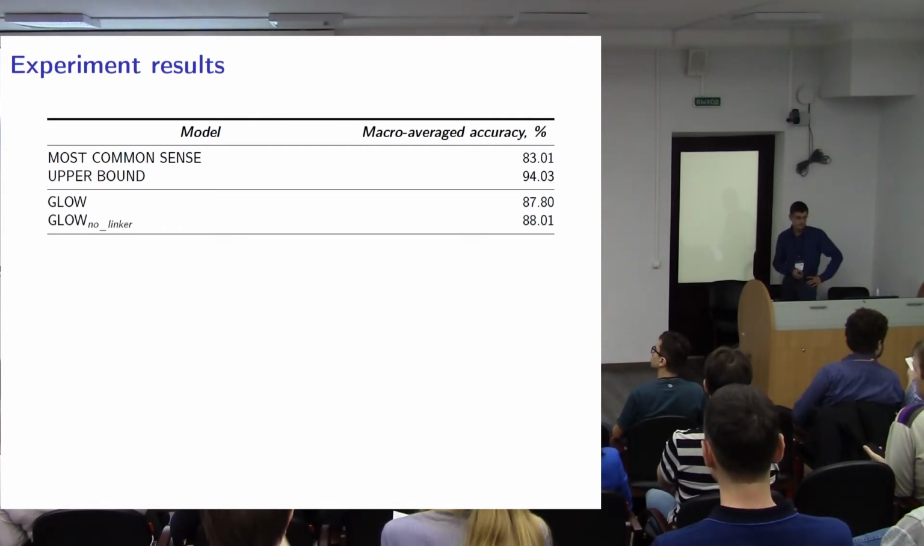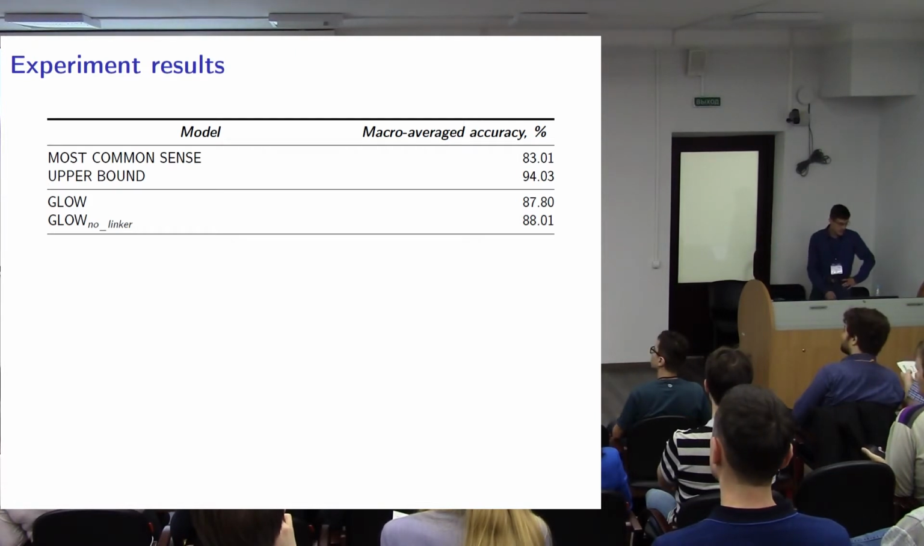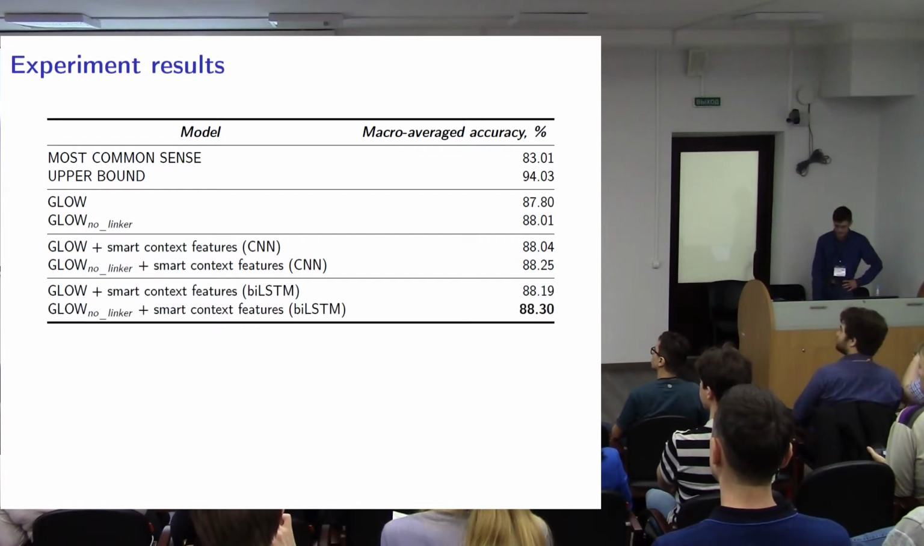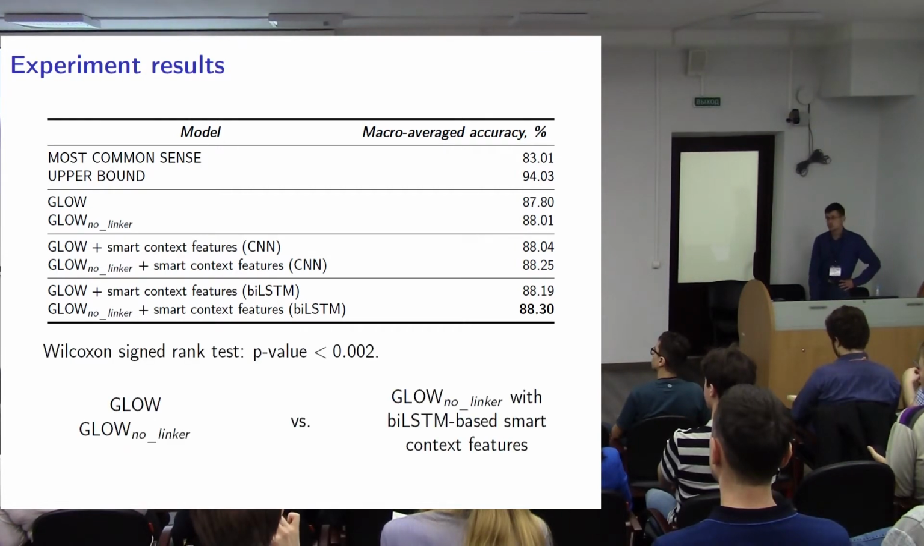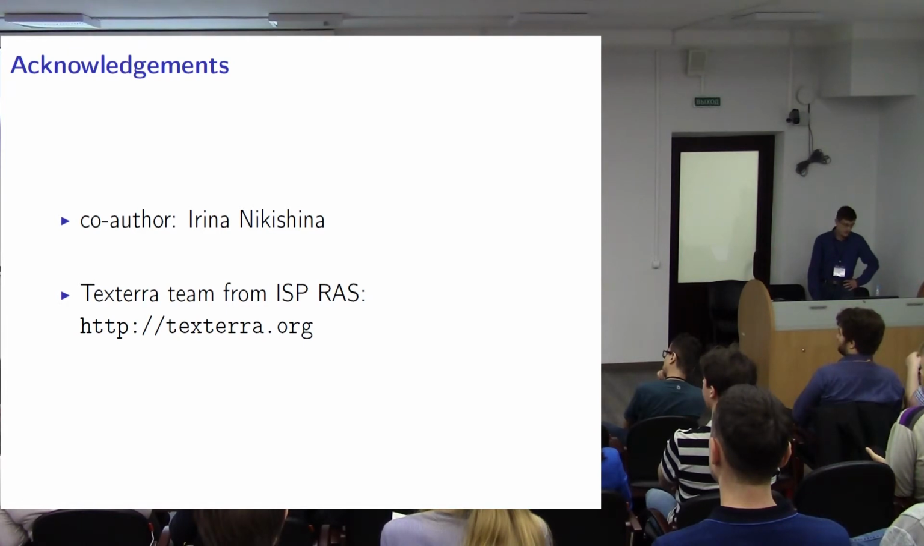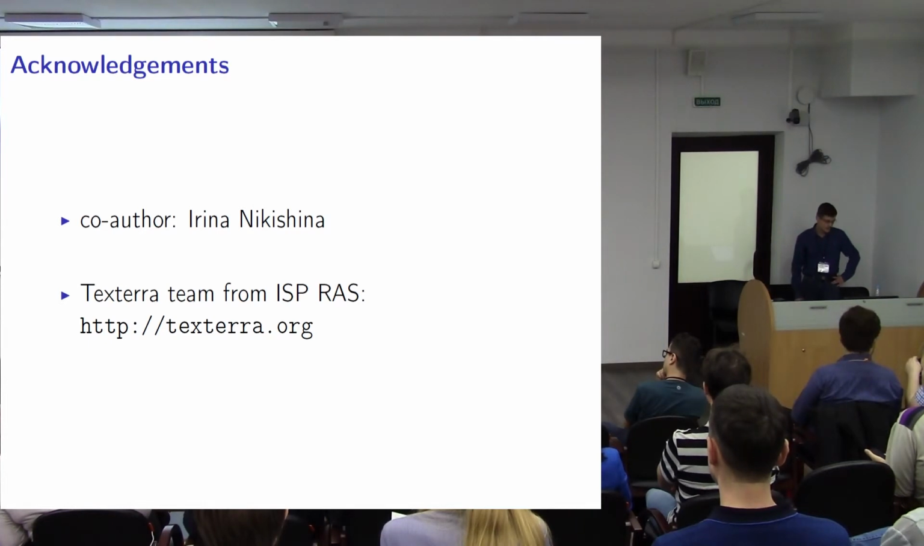The GloVe system shows the following results, and we noted that removing the linker slightly improves the situation. The results for GloVe with a CNN-based encoder are here, and the best results were shown with the BLSTM-based encoder. Though the difference is quite small, we have to perform a statistical significance test, and the results are significant with a value less than 0.05.